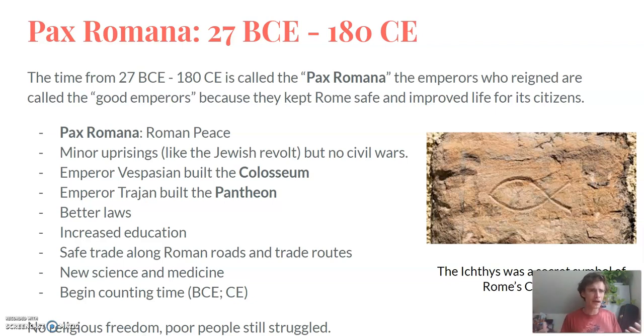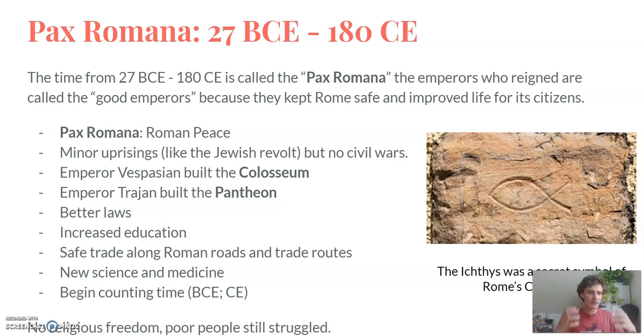And there were a few minor uprisings like the Jewish revolt I mentioned earlier that ended the Jews living in Israel. But there were no major civil wars like we had for the years before this. Emperor Vespasian built the Colosseum. Emperor Trajan built the Pantheon, which are two awesome buildings that are still around in Rome today.